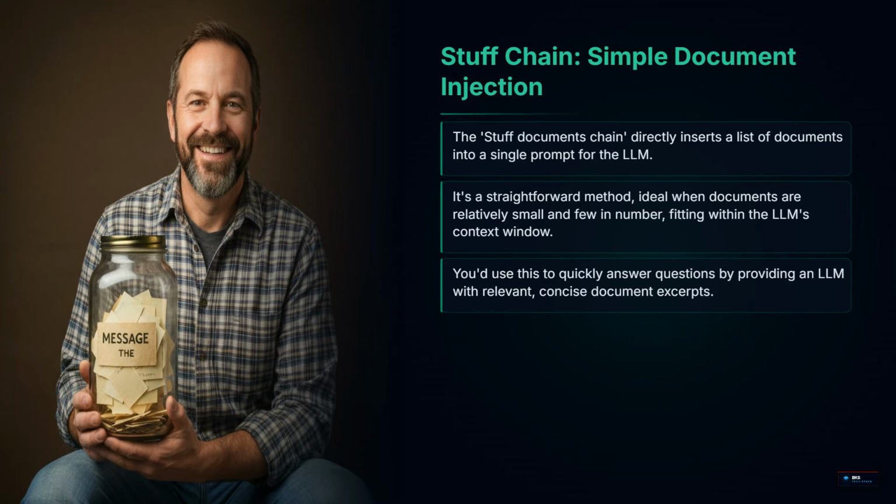The stuff chain is one of the simplest ways to integrate documents into your LLM's context. It works by taking a list of documents and literally stuffing them all into a single prompt. This is particularly effective when you have just a few relatively short documents that can comfortably fit within your LLM's token limit. For instance, if you want your LLM to summarize a short meeting transcript, the stuff chain is a direct and efficient approach to pass that content.